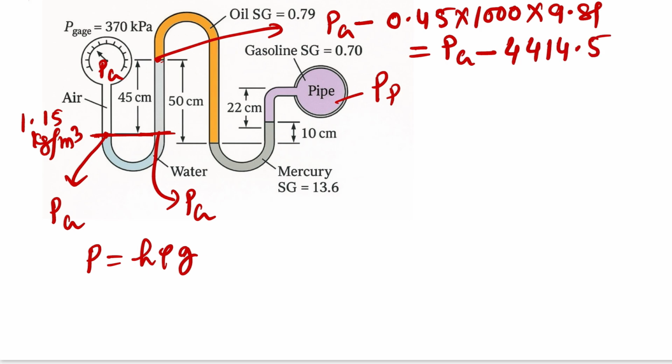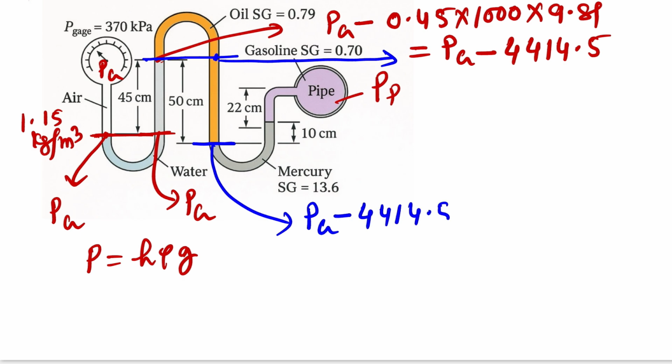If I do the calculation, it will be PG minus 4414.5. Now if I draw the reference line, the pressure will be the same at this point, so PG minus 4414.5. Next we have to calculate the pressure going in the downward direction, so the pressure will increase. The pressure at this point will be PG minus 4414.5. Then the height of this oil is 50 centimeter.